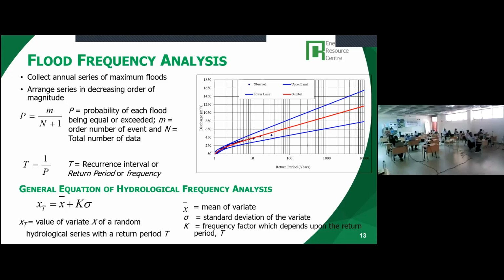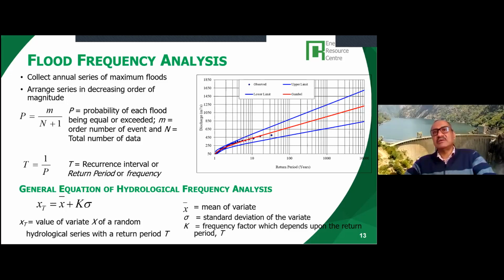Okay, so this is the curve that we normally do. On the x-axis we have the return period. It's in a log scale. So for example, the 10-year return period is around 450 cubic meters per second. The 30-year return period is around 450. The 100-year return period is around 650. The 1,000-year return period is around 900 or something.